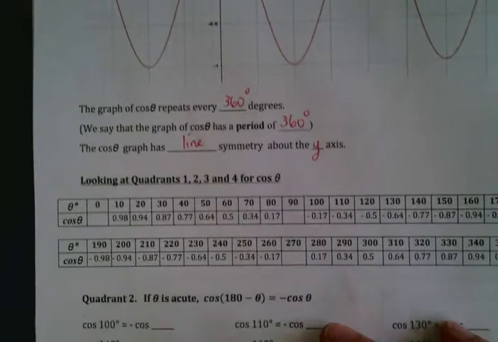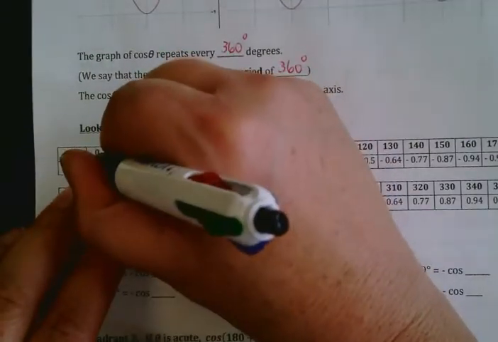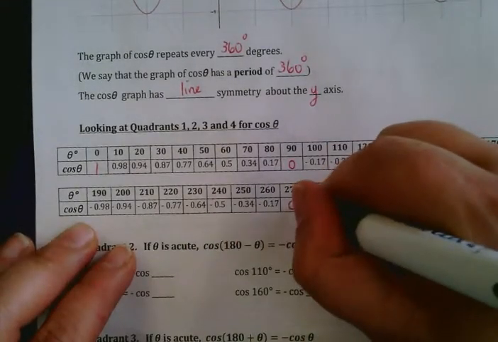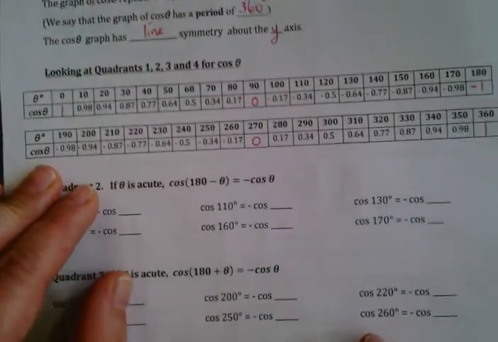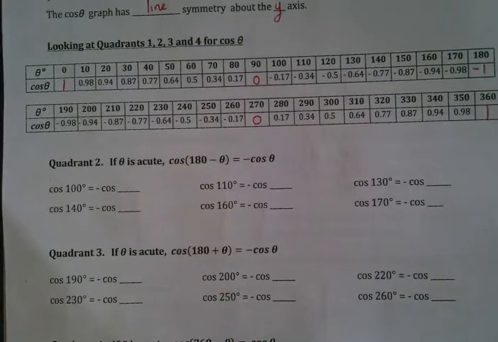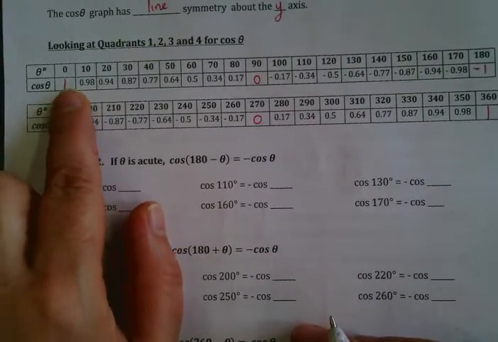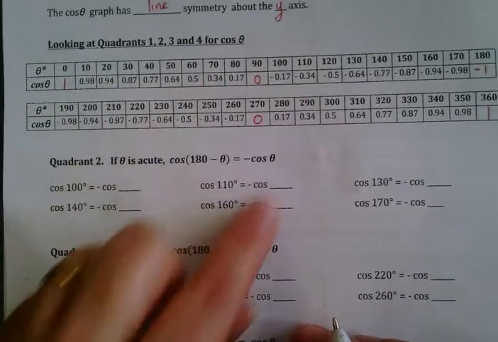Okay, now again, just putting these values in. Cos of 0 is 1. Then we've got 0, -1, 0, and 1. All right, now what we're going to do, we know that in quadrant 1, cos is positive. So from 0, anything bigger than 0 up to 90, all positive values.